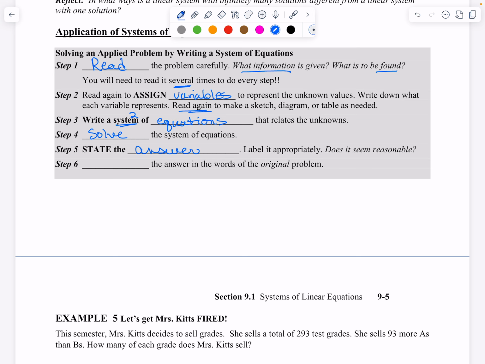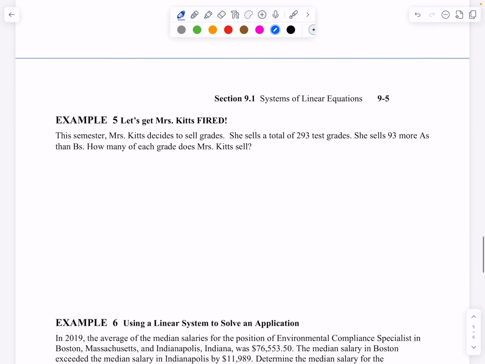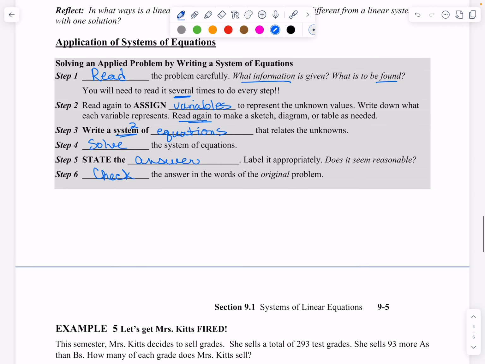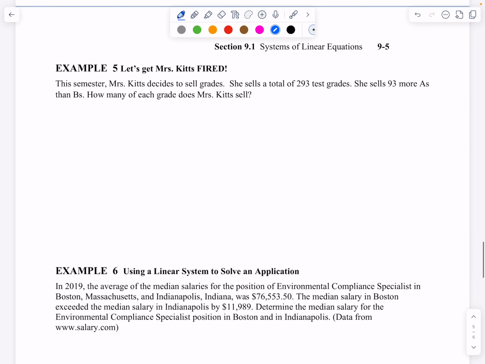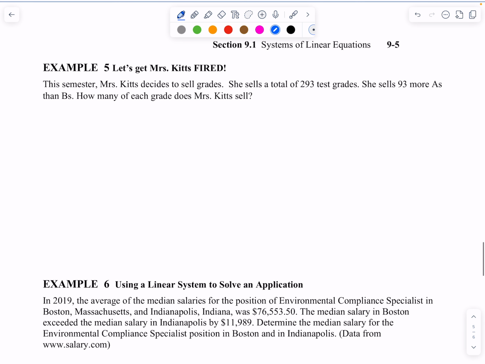And please check it in the original problem to make sure that it makes sense. Make sure that it makes sense, because we don't want grandmas that are 5 years old. That can't happen.